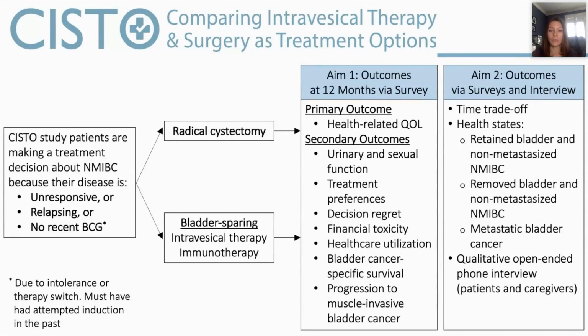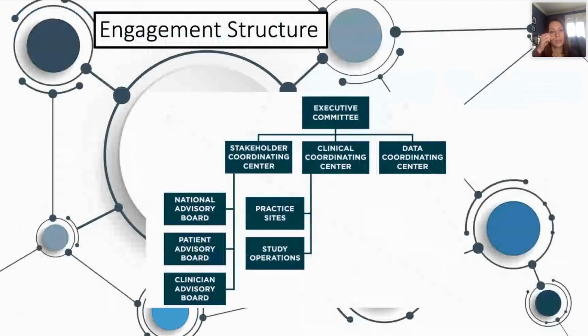Right now, we have about 32 sites around the country, and we just hit our really big milestone of 400 patients, which is pretty good considering this is a relatively rare population. This is BCG unresponsive, non-invasive disease. We have that engagement structure overlaid.